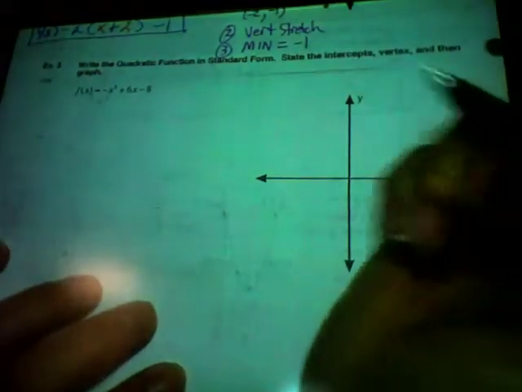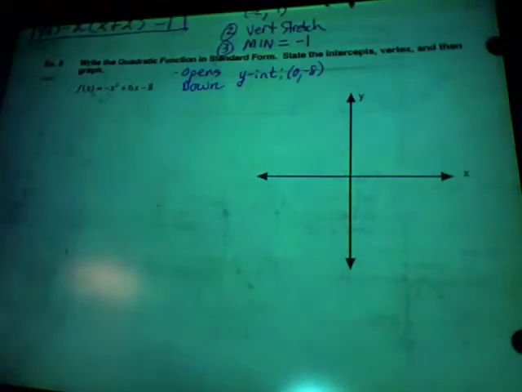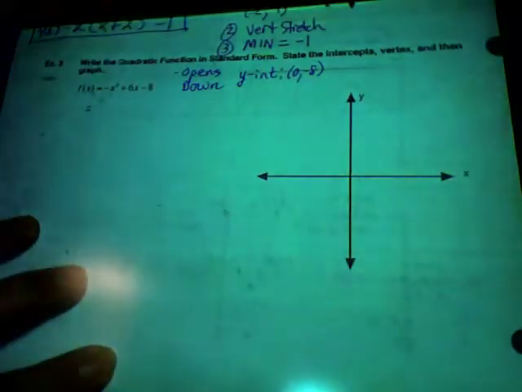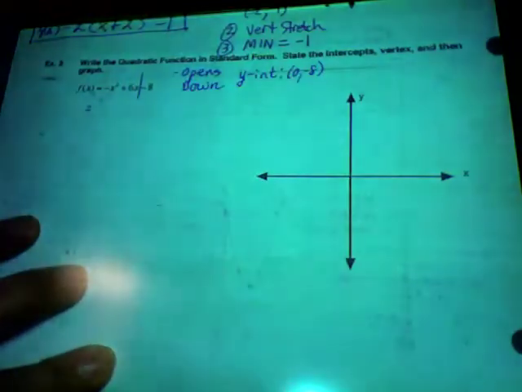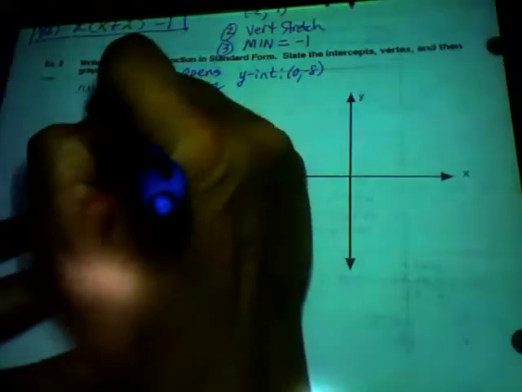Here we go. You ready? What do you know about it right now? Okay, so it opens down. So the y-intercept is 0, -8, right? So I know that just from the get-go. All right, so let's find our standard form. What do I have to do first? I have to take out the -1. So I am cutting it here, right? So I'm going to factor out a -1 or just a negative.